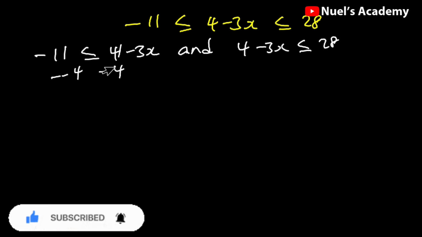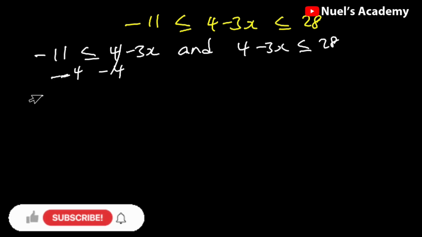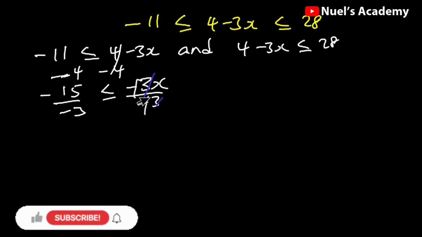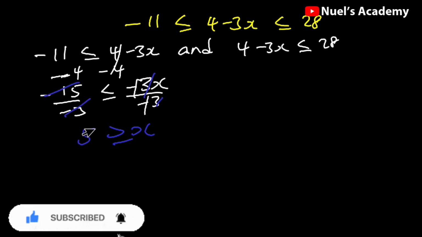So this and this will cancel. So negative 11 minus 4 is negative 15, then less than or equal to negative 3x. So let's divide both sides by negative 3. So this and this will cancel, and then 3 and 3 will cancel. We have x. Since we divided with a negative number, we are going to revert the inequality sign. So we are going to revert it, and then negative 15 divided by negative 3 is going to be equal to 5.